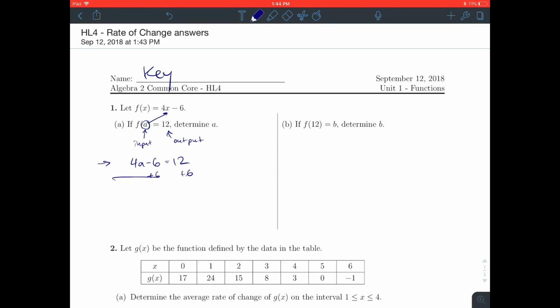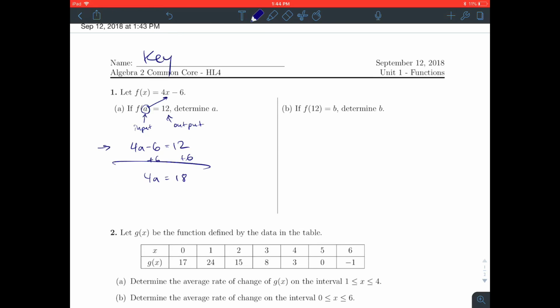Let's add 6 on both sides. We get 4a equals 18. We divide by 4 on both sides, and we get a equals 9 halves after we reduce that fraction. So that's totally okay to get a fraction. Looks good.